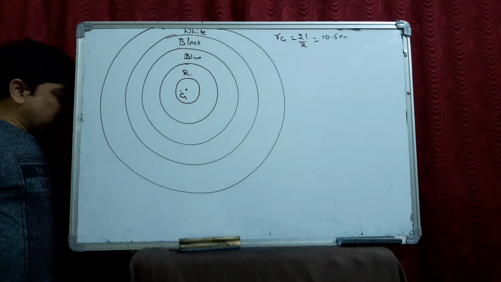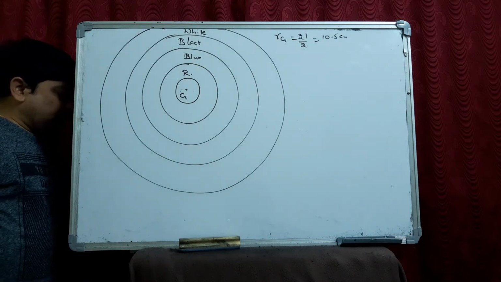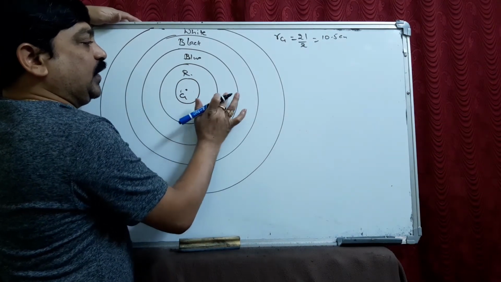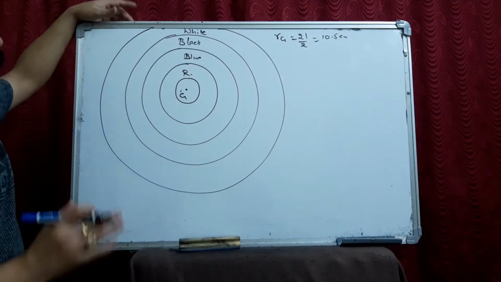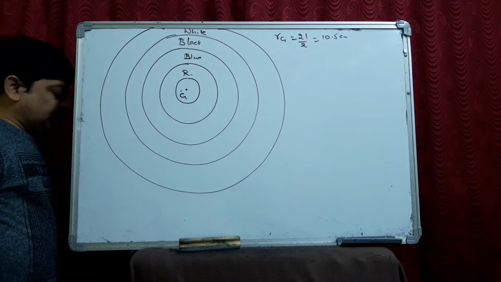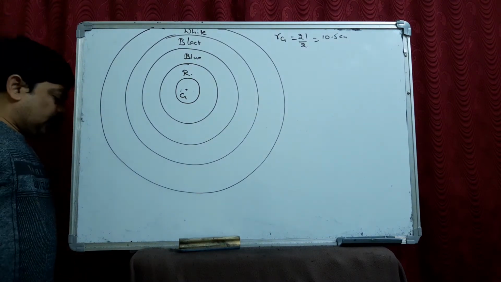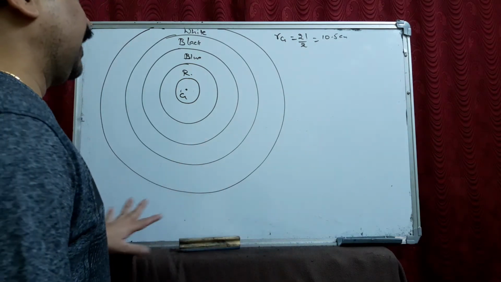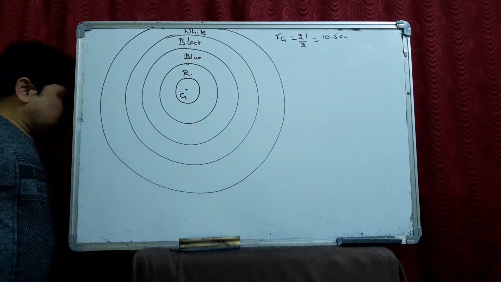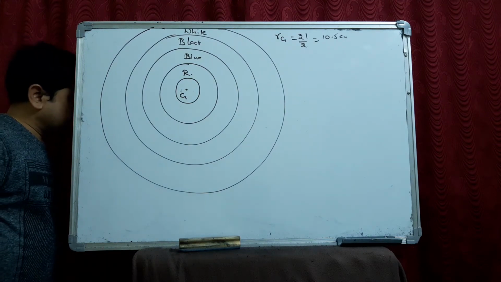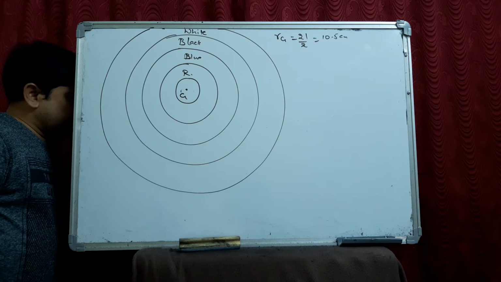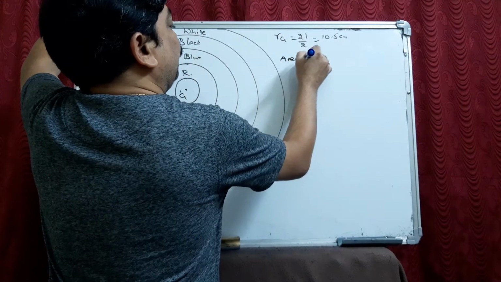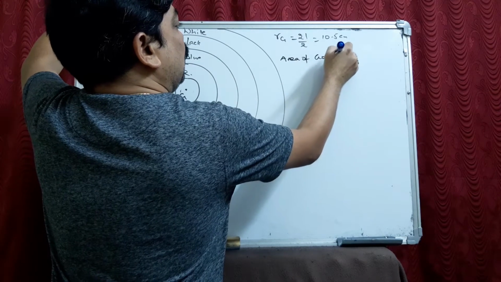Now, what did they say? Each of the other bands is of 10.5 width. That means this width is 10.5 for each: 10.5, 10.5, 10.5, 10.5, like that it keeps increasing. What is the area of each of the 5 scoring regions? You have to find out each of the 5 regions. First of all, let us find the area of the gold region.